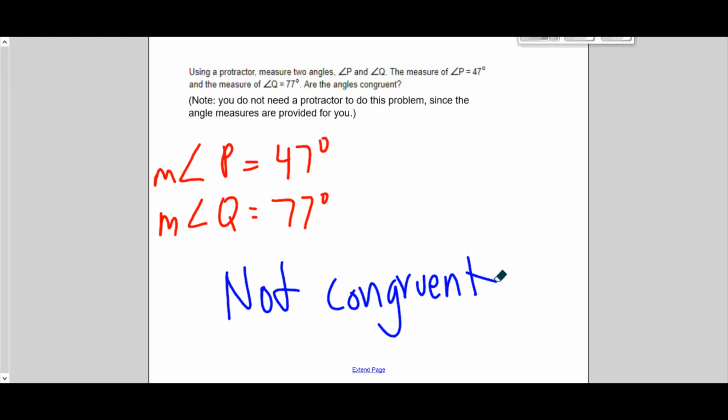So we would say, no, these are not congruent because they are different measures. So you do not actually need a protractor to do this problem. You can just compare the two angles that they listed there for you. So these are not congruent because they are not the same measure. So you should be able to go ahead and work on the MathXL assignment.